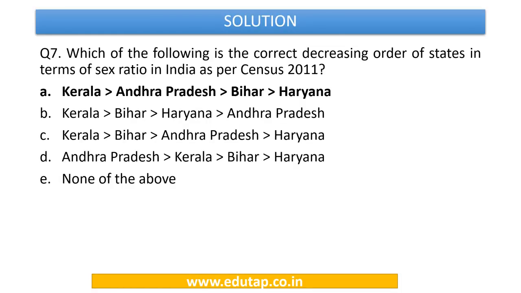So now we can easily answer this question: the correct decreasing order of sex ratio is going to be Kerala, Andhra Pradesh, Bihar and Haryana. Kerala and Andhra Pradesh have a good sex ratio. Haryana is at the very bottom, having one of the least sex ratios, and Bihar is also one of the lower performing states in terms of sex ratio.